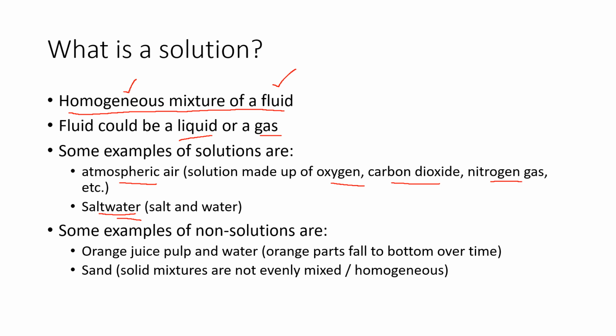Now, some examples of non-solutions are things like orange juice. Now, if you ever go to a supermarket, you see some orange juice that has sat there for a day or two. A lot of those orange pulp parts will fall to the bottom over time. That actually means that it is not a solution because it doesn't stay mixed in a very even, homogeneous way. Any sort of solid mixtures, like a mixture of sand or clay or powder, things like that, are usually not evenly mixed or homogeneous. So they are examples of non-solutions as well.